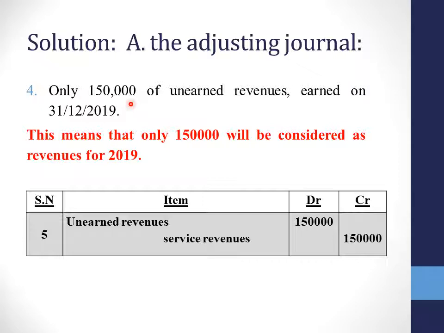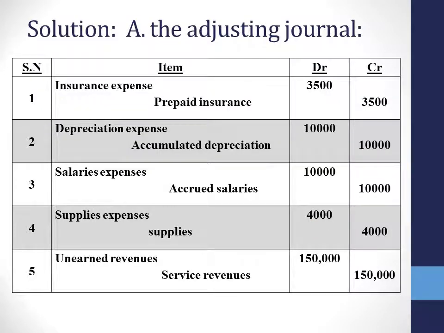So an adjusting entry: unearned revenues in the debit side for 150,000 and service revenues in the credit side for 150,000. Service revenues for 150,000 will appear in the income statement, and the difference between unearned revenues that appear here in the debit side and that reported in the trial balance will appear in the balance sheet as a liability. So by the end, this will be your final solution for required number A, which is the adjusting journal.